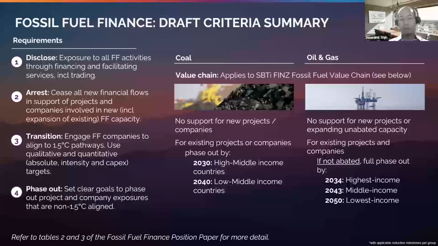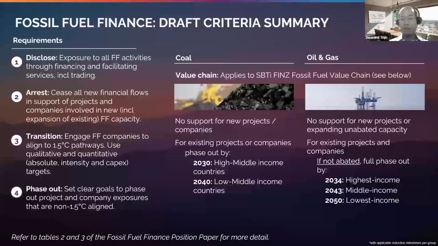So generally, FIs will need to, 1, disclose all of its activities in the fossil fuel sector, 2, cease all new financial flows to unabated fossil fuel activities. And this is supported by 1.5C climate scenarios. 3, engage fossil fuel companies to align to 1.5C pathways. And 4, phase out fossil fuel activities that are not 1.5C aligned if the engagement is unsuccessful.